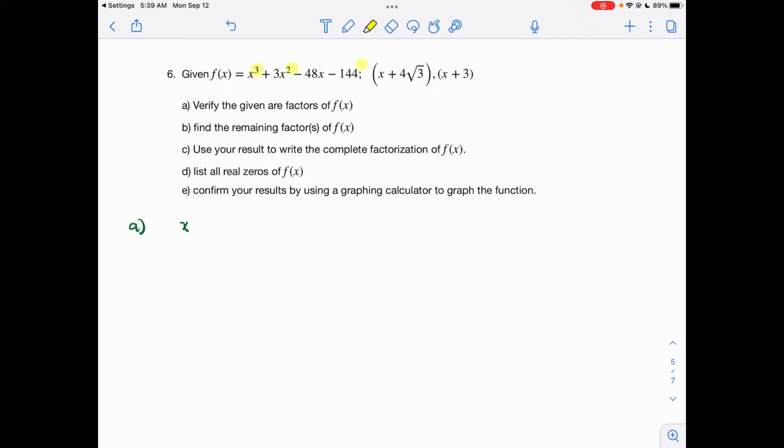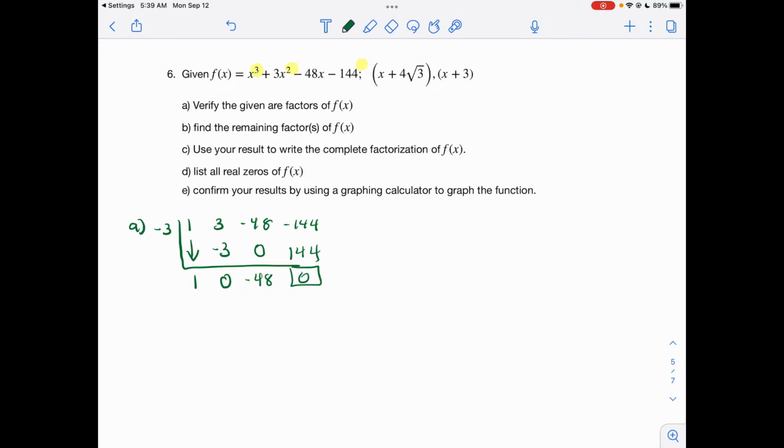So I have 3, 2, 1, 0. So it goes equally, so I don't need any placeholders. And so I have 1, 3, -48, -144. X plus 3, so that means -3 comes out when I set that equal to 0 and solve. So 1 times -3 is -3. 3 minus 3 is 0. This is 0. That's -48. -48 times -3 gives us a positive 144. So I have a remainder of 0.